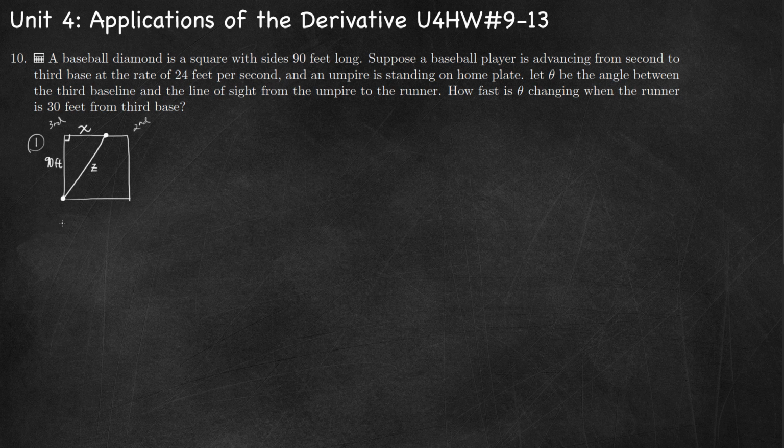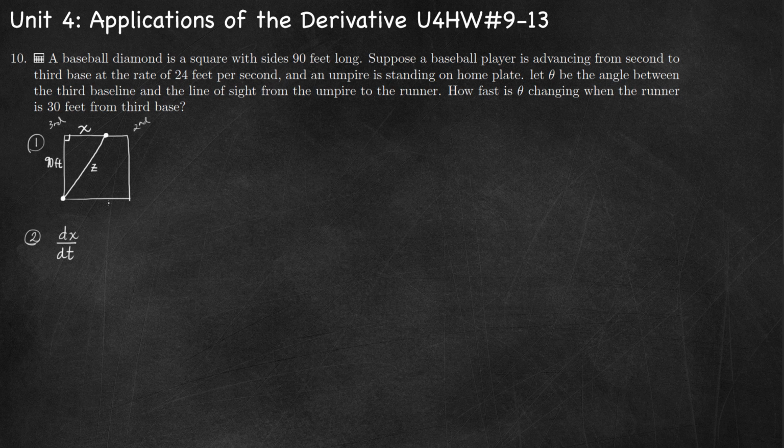Okay, we've labeled our constant and our variables. Let's move on to step 2, where we identify the rate that we're given and the rate that we're trying to find. So we're told that the baseball player is running at a rate of 24 feet per second. And the baseball player's distance from his position to third base is represented in our picture as x. So that rate is dx dt.